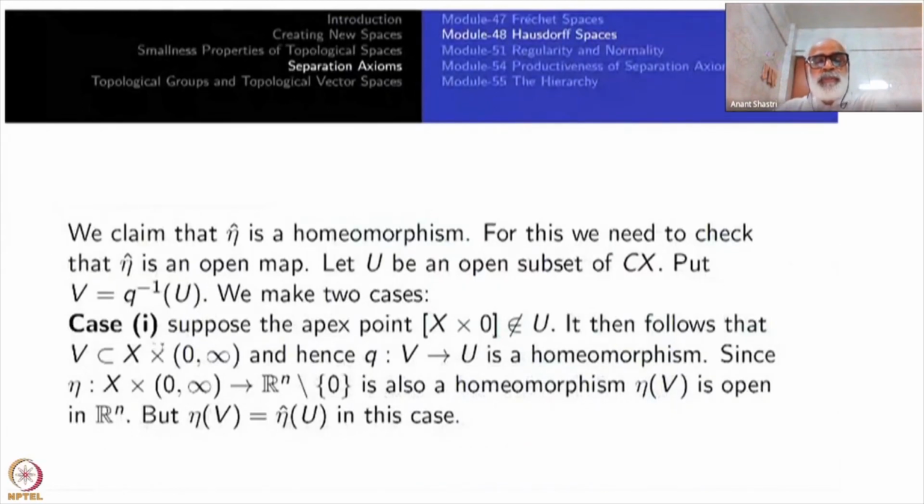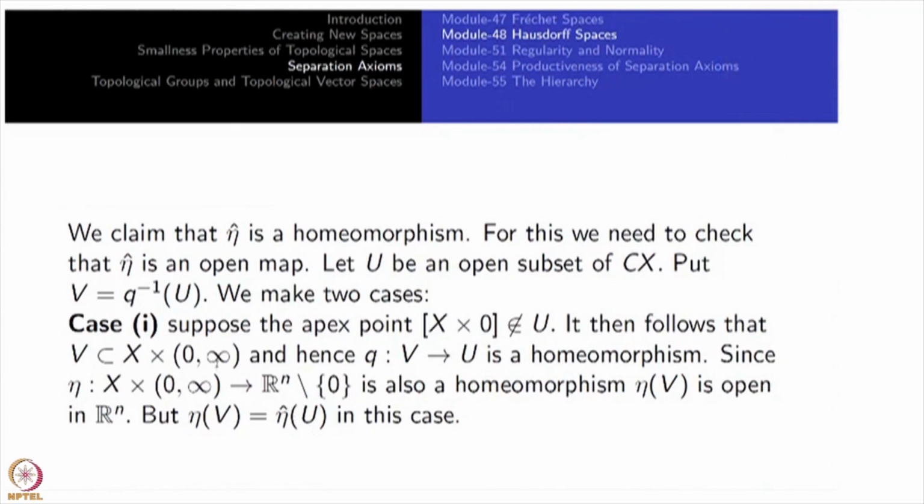We make two cases. Suppose the apex point (x, 0) is not in U. That just means that V is completely contained inside x cross the open interval (0, infinity) and Q from V to U is a homeomorphism. This case is very easy. We have already analyzed this. Since eta from x cross (0, infinity) to Rn minus 0 is a homeomorphism, eta(V) is open. In this case eta(V) is the same thing as eta hat of U. So this part is okay.